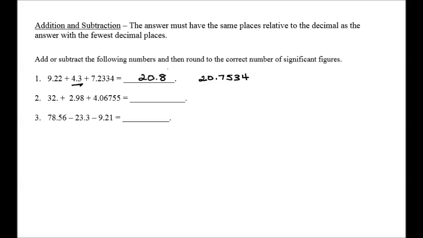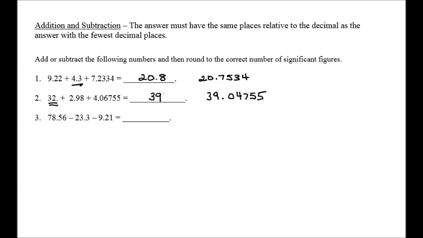For number 2, when you add the 3 numbers, you get 39.04755. Because this is a whole number, you can only go to a whole number. So even though you wrote all of that, your final answer is 39.